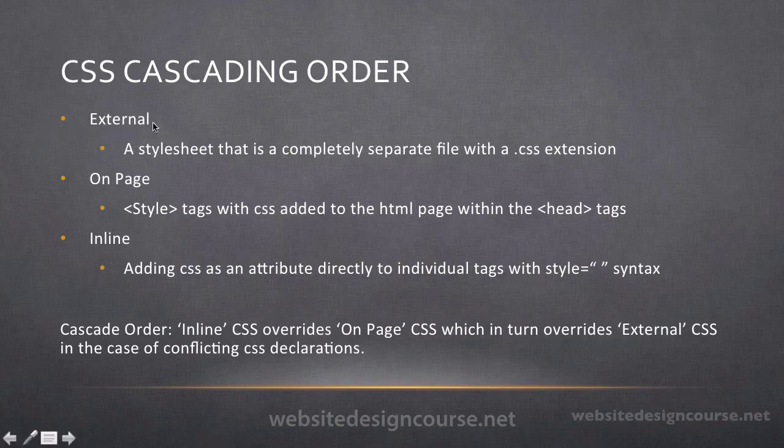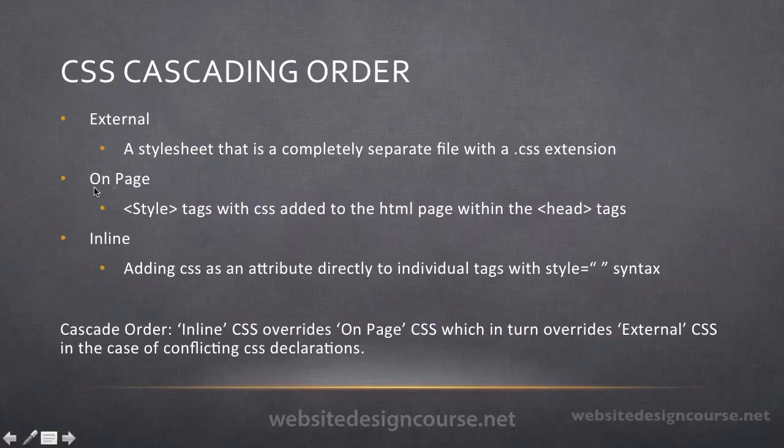The first being external. External means that it's a completely separate file and that an external style sheet ends with the .css file extension. So just like our HTML pages end in .html, I would create a new file and give that a .css extension. Again, the file extension is just CSS, but it's just plain text. So you're able to edit and create CSS files in any program that can create text.